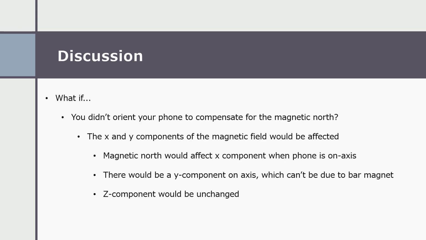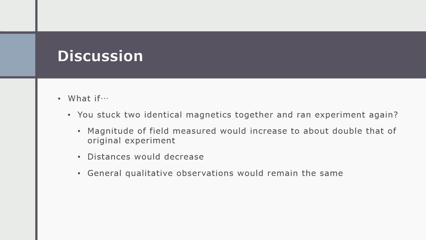So what if I didn't orient the phone to compensate for the magnetic north? Well, the x and y components would be affected. The magnetic north would affect the x component when the phone is on axis, and there would be a y component on axis, which can't be due to the bar magnet, and this would distort what I'm picking up, and my measurements would be inaccurate. However, the z component would still be unchanged because the table is supposedly completely flat.